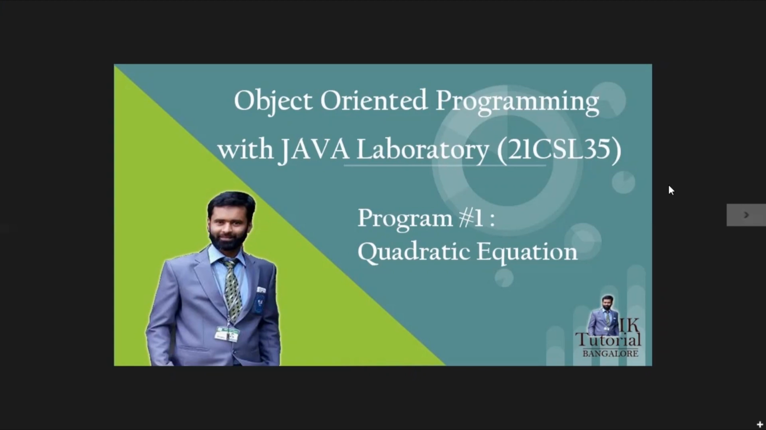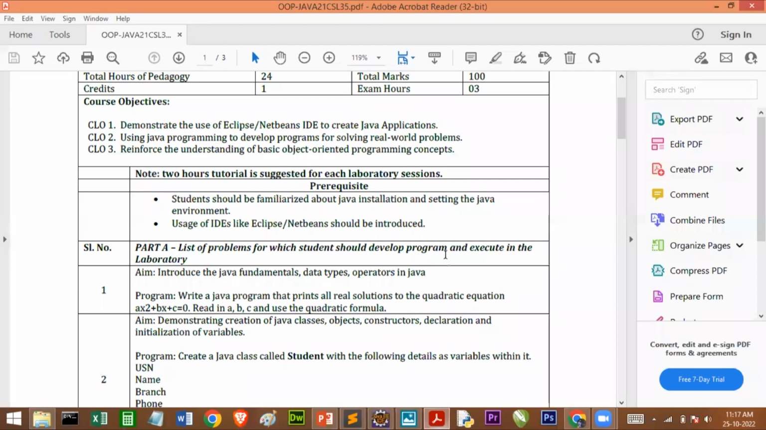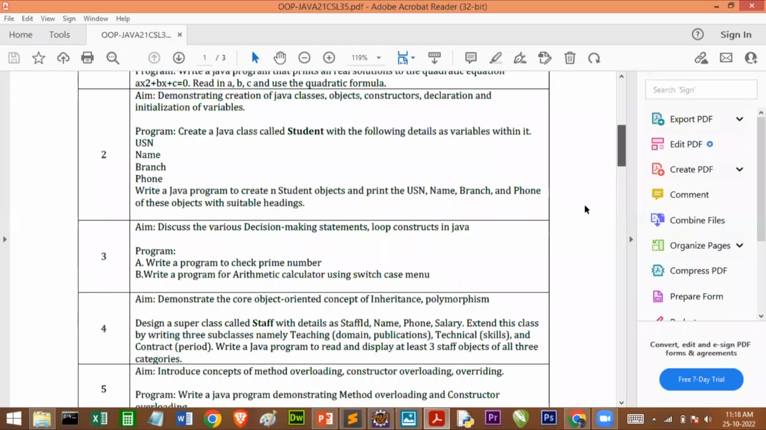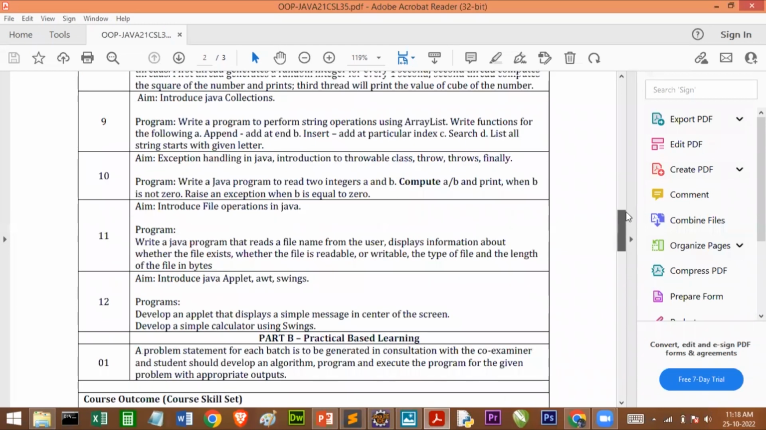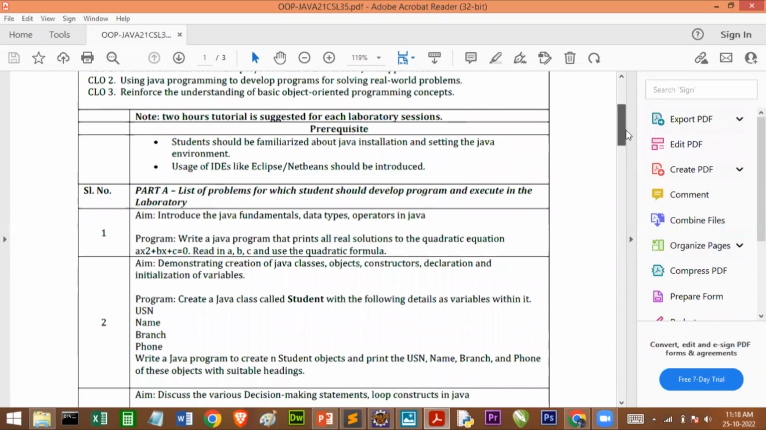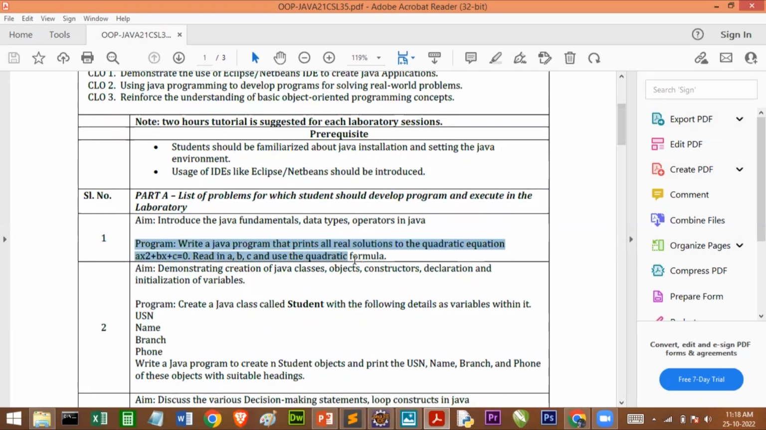So the first program is, so this is the syllabus. Here there are 12 programs in the Java Laboratory. The first program is quadratic equation.